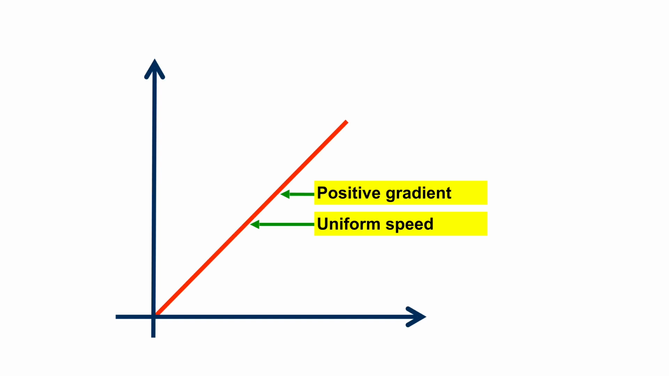So let's interpret the distance time graph. For the distance time graph, the vertical axis is distance and the horizontal axis must be time. And if you have a line like this, it shows that the gradient is positive and the speed is uniform. So we call it uniform speed.